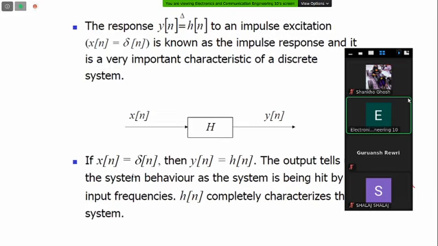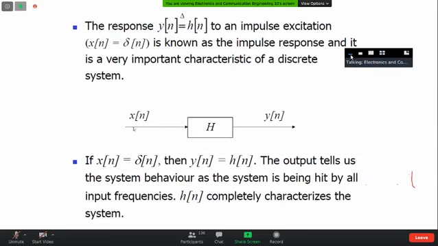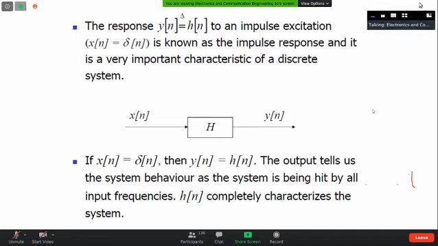So there is an advantage of exciting the system with the delta function. You excite the system with all the input frequencies, and then you check the behavior of the system, which we call the impulse response of the system. We can know the response of the system for all the frequencies if we hit it with a delta function. So that's the importance of the impulse response of the system.